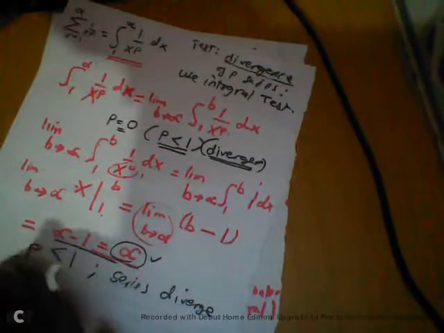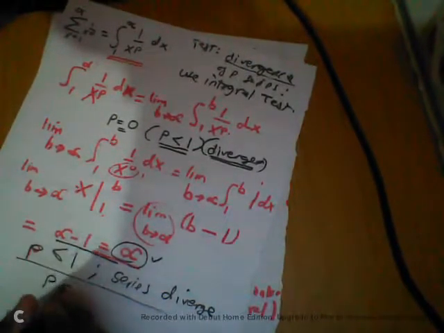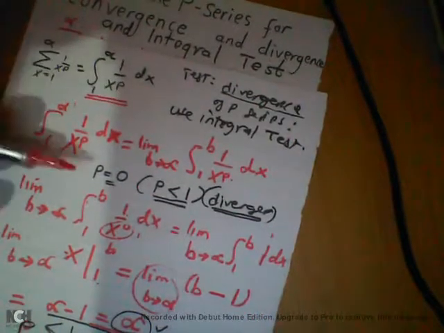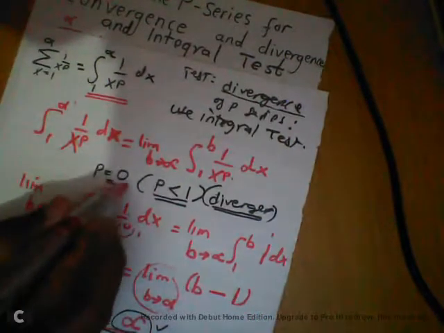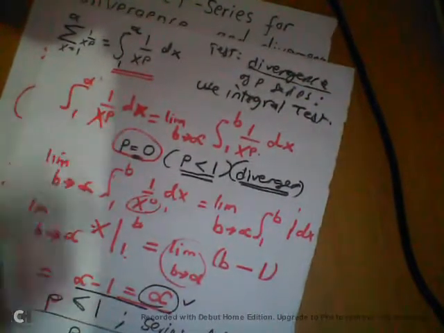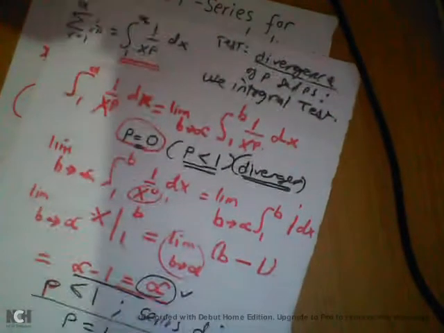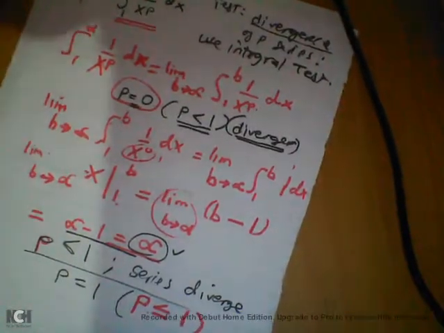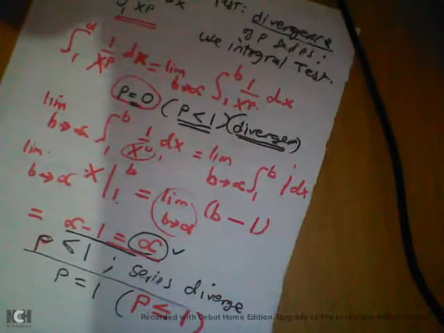Why? We say again, p equal to 1 also diverges. Why do we say it? Because from the beginning we said for divergence, p has to be less than or equal to 1. Right here I have proved to you when p is less than 1, when p is 0. But we say less than or equal to 1, so let's see when p equals 1. It also has to diverge.